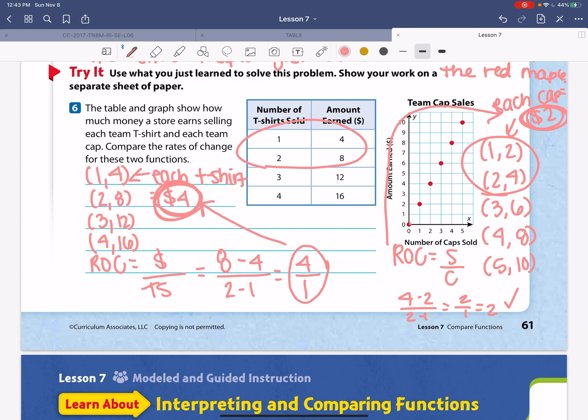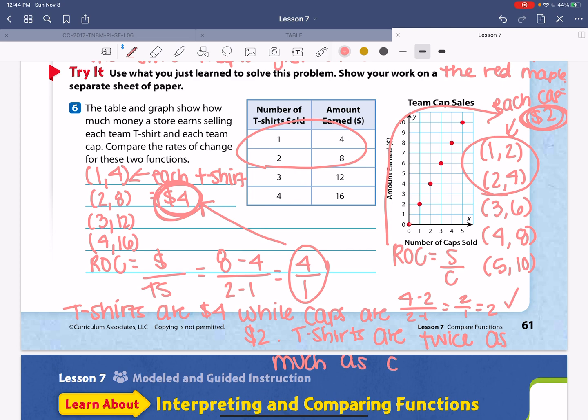So the rate of change for the t-shirts is 4 per shirt, and the rate of change for the cap is 2 per cap. And the rate of t-shirts is double the rate of caps. So that's pretty much it. T-shirts are $4, while caps are $2. T-shirts are twice as much as caps. And that is all for day 2.